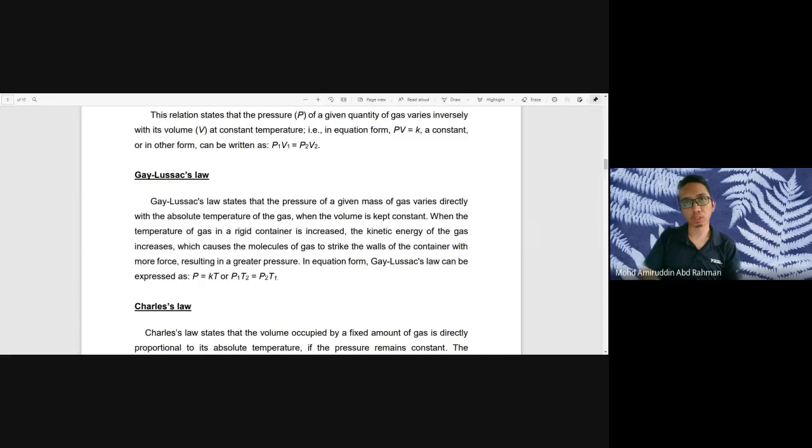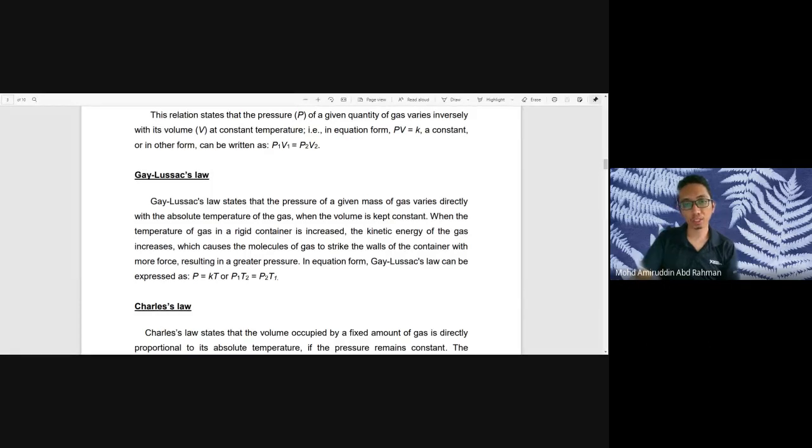In the form of an equation, we can state that the pressure equals the Boltzmann constant times temperature, so P1 T2 equals P2 T1. It is like a ratio: if you divide, P1 over P2 also equals T1 over T2. Meaning that when the temperature is increased, the pressure will also increase. It's not like the previous one, where when we increase the volume, the temperature will reduce.